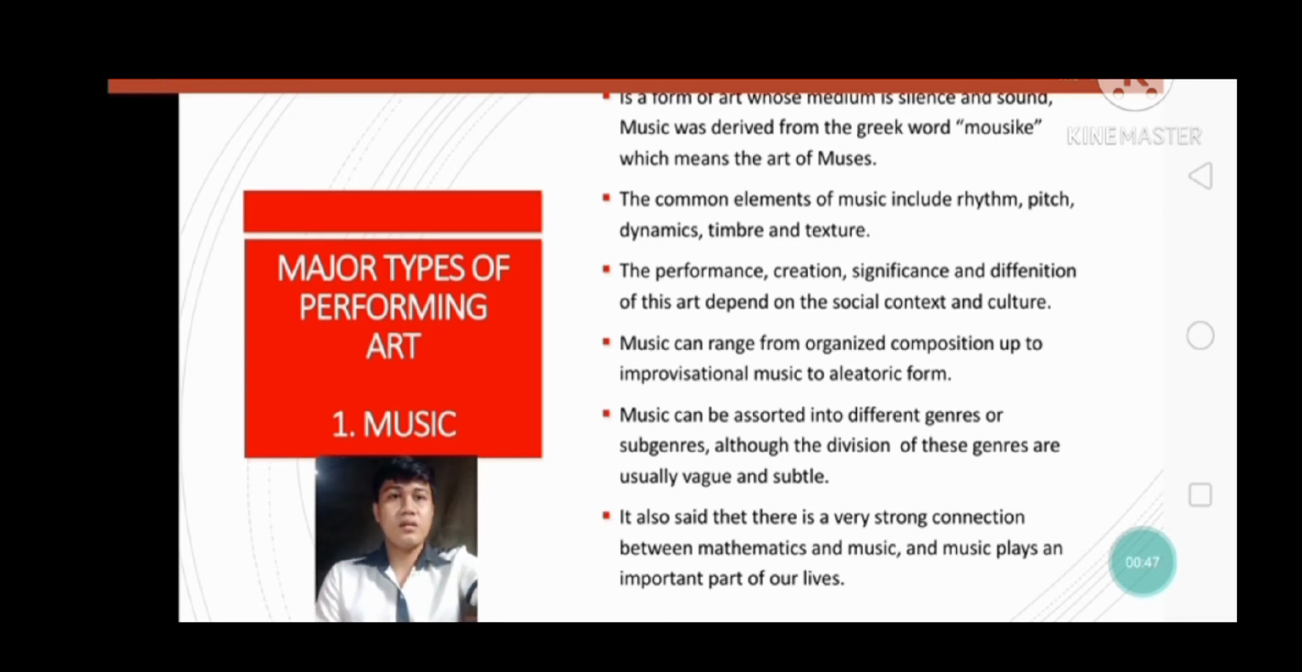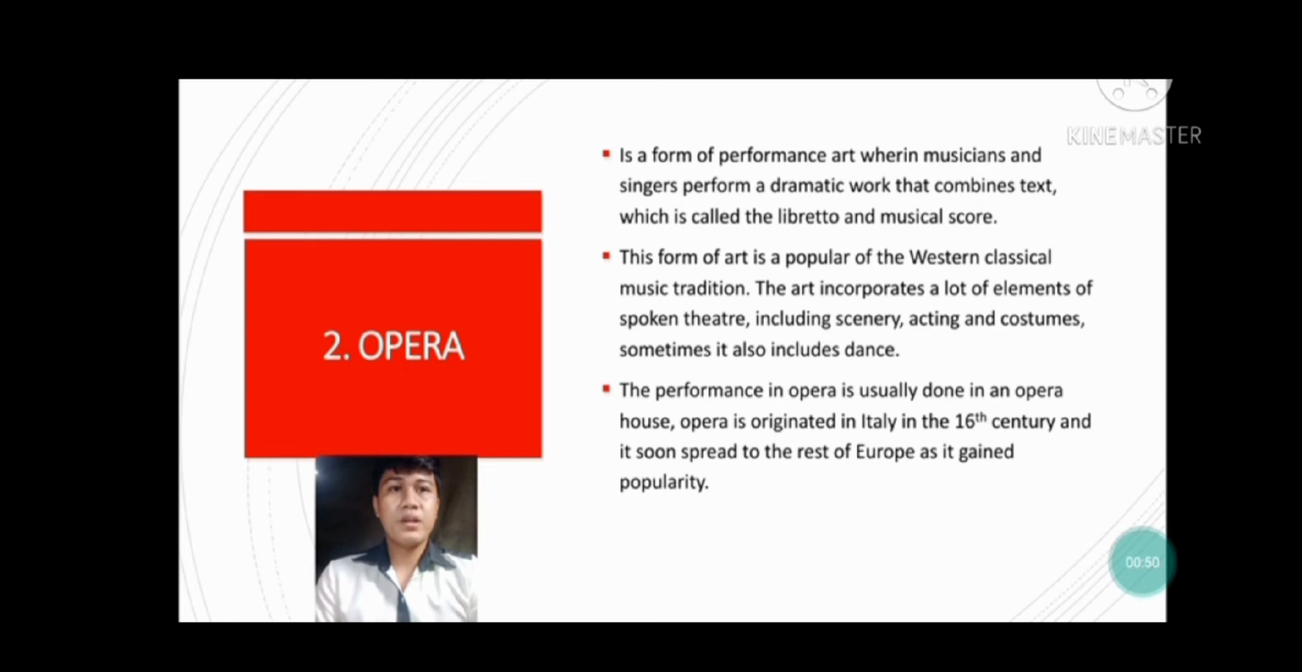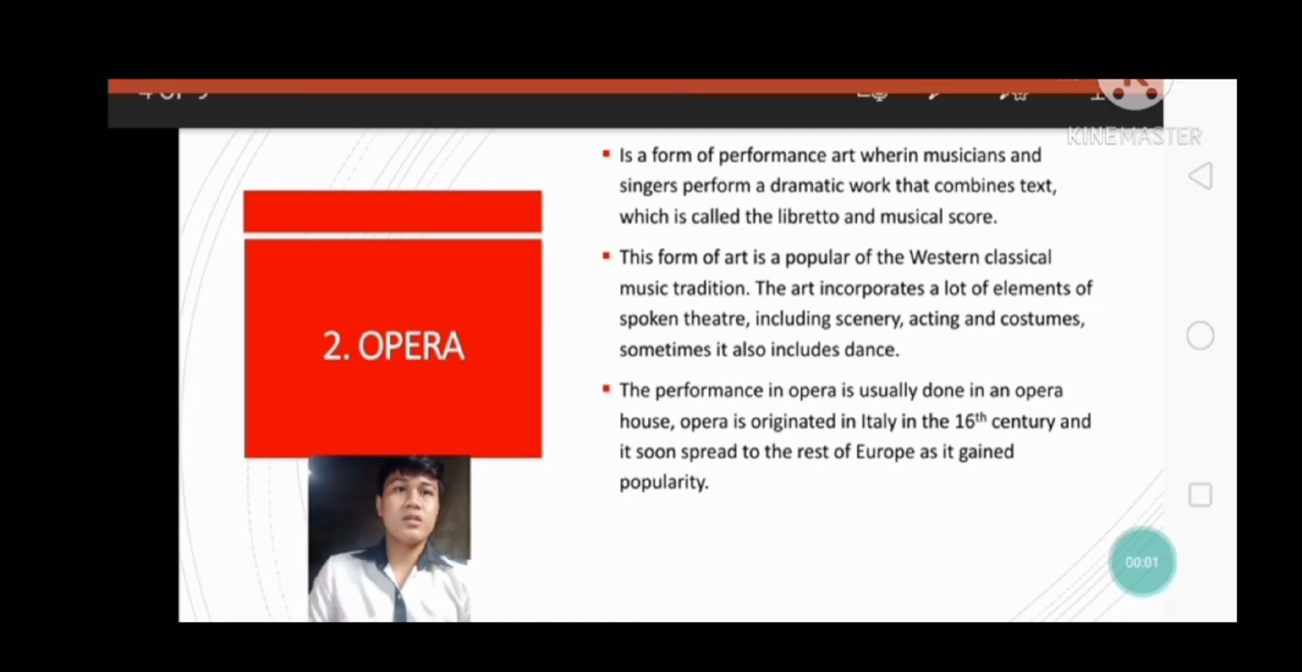The next, number 2, is opera. It is a form of performance art wherein musicians and singers perform a dramatic work that combines text, which is called the libretto, and a musical score.